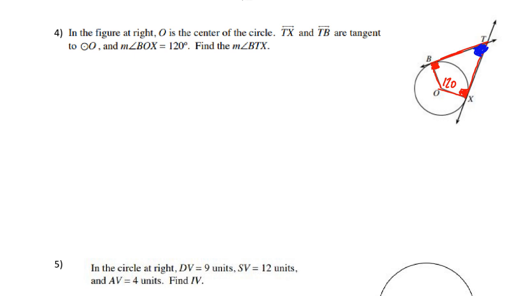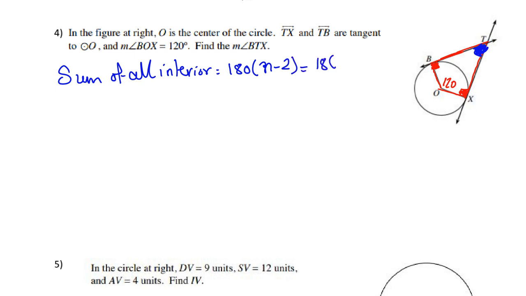This angle, you have 3 out of the 4 angles in that quadrilateral given to us. Let's figure out the measure of all of the interior angles. So the sum of all of the interior angles in that quadrilateral is equal to 180 times n minus 2, if you recall that rule. So 180 times 4 minus 2, that's equal to 360. So I know the sum of all of the interior angles in that quadrilateral is equal to 360.